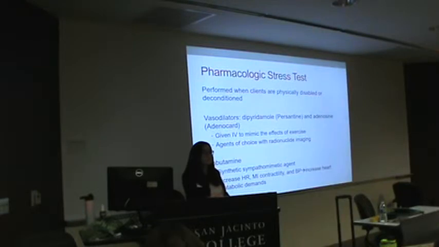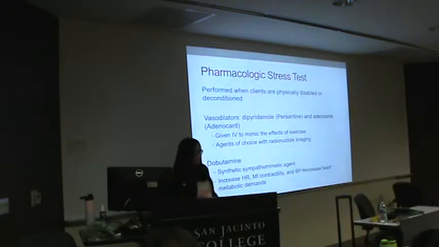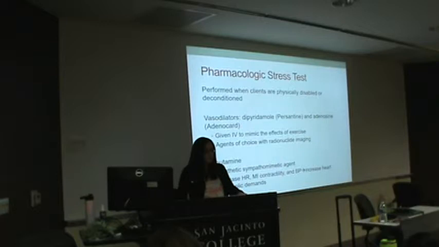Dipyridamole lasts about 15 to 30 minutes. Side effects include chest discomfort, dizziness, headache, flushing, and nausea. Adenosine lasts less than 10 seconds, so it goes in and out quick. And it has similar side effects as dipyridamole, but they're more severe and subside rapidly. Is it 5 minutes? Less than 10 seconds for adenosine.